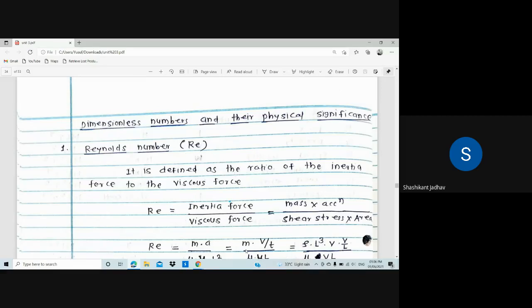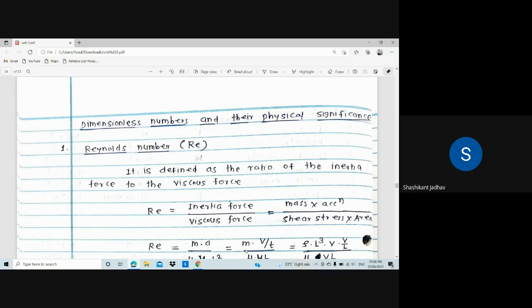Then we discussed what is meant by dimensional homogeneity. The expression is said to be dimensionally homogeneous when the dimension of the left hand side is equal to the dimension of the right hand side. When the dimensions of both sides are the same, we say that both equations are dimensionally homogeneous.